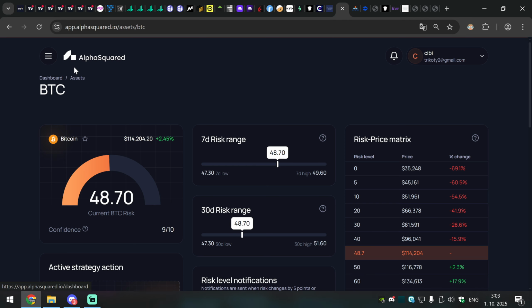From Alpha Squared, Bitcoin is at 48.7, which means Bitcoin is not as cheap as it should be. It's not time to go big into Bitcoin. It's not cheap, but it's also not super expensive. There is still more room to go to the upside. Yeah, this is pretty much your risk monitor.